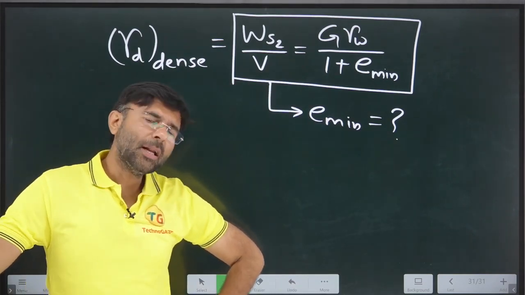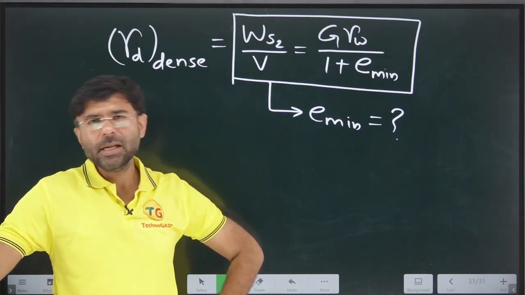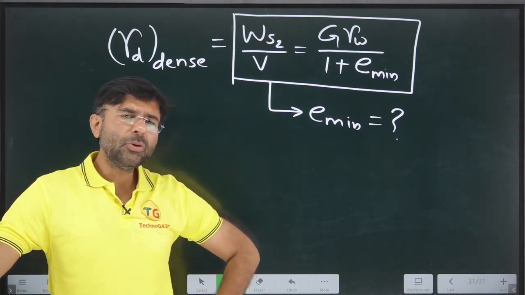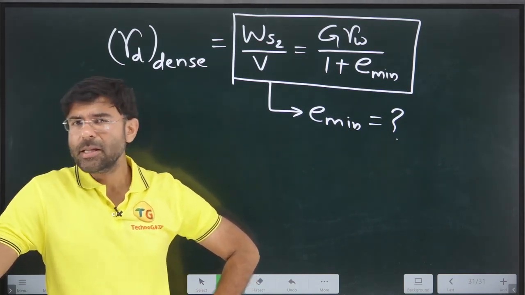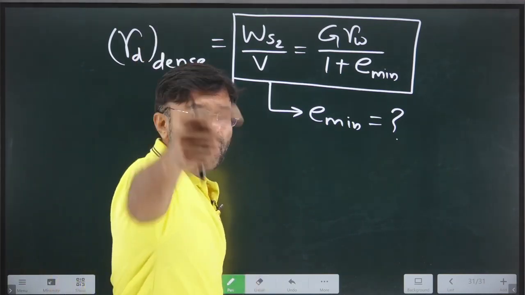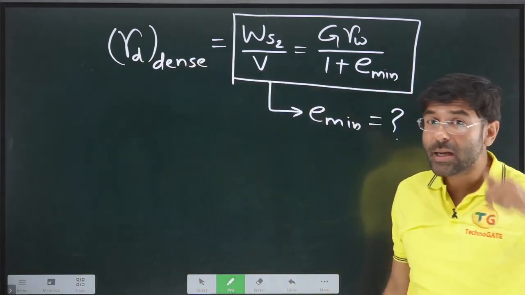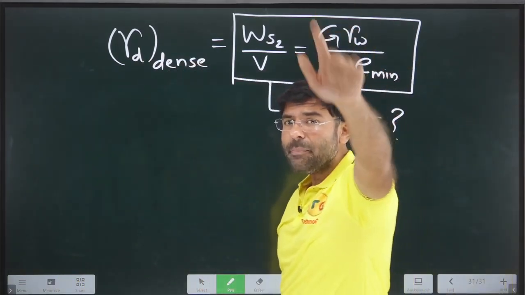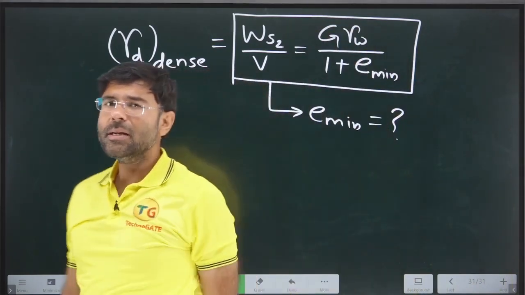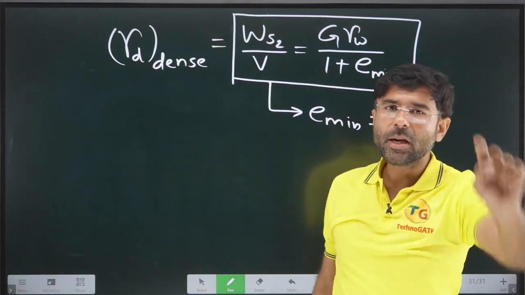So what do I have till now? I have the void ratio of the soil under loosest condition. I have the void ratio of the soil under densest condition. These two things I have. Now what I will do? I will now go to the ground from where I have taken the sample and will perform the core cutter method to calculate the bulk unit weight of the soil in the ground.